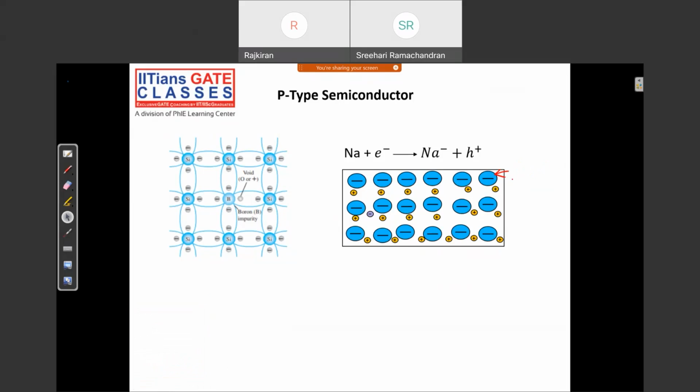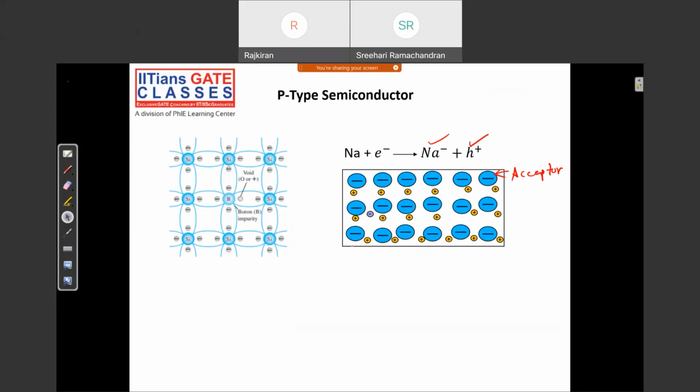Okay, they are nothing but acceptors. Whenever they accept an electron, they donate one hole, and they become negatively charged. So in summary, a p-type semiconductor is formed when silicon is doped with acceptor impurity, and it has all the negatively charged bounded atoms and the holes, with very few electrons. Clear?